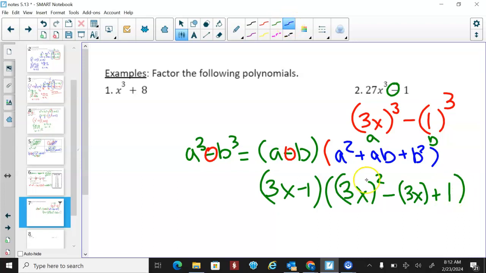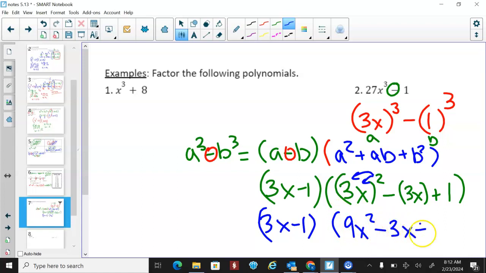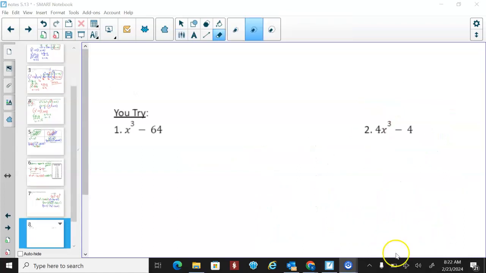So now I'm just going to distribute the 2 here. So this is going to be 3x minus 1. This is going to end up being 9x squared minus 3x plus 1. All right, so we're going to work out this example right here.